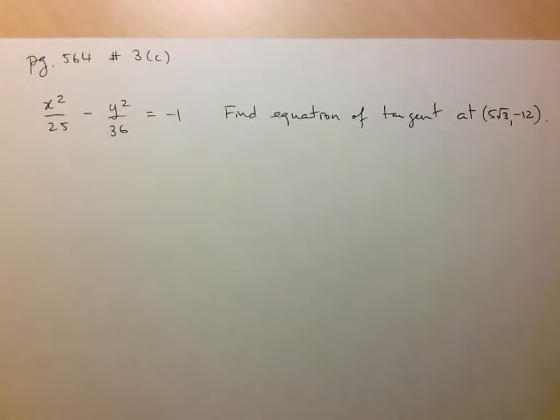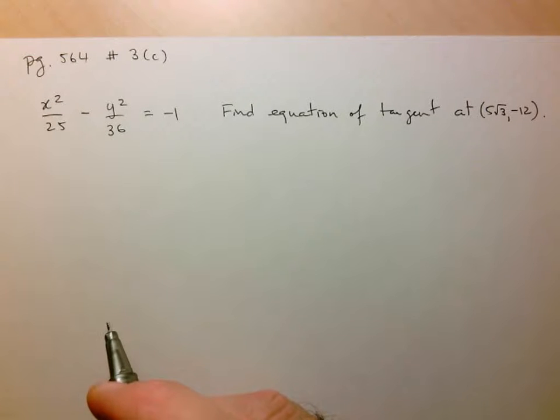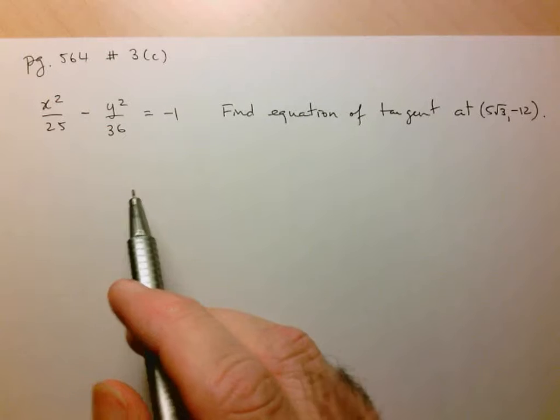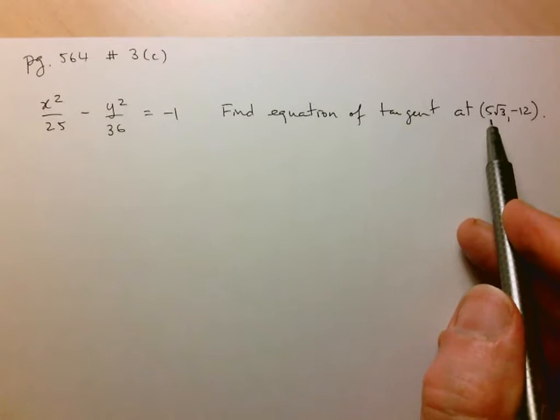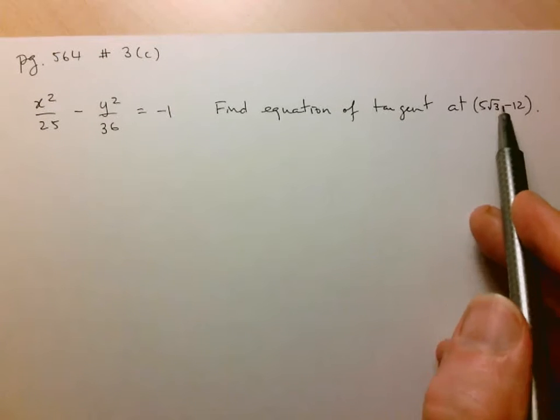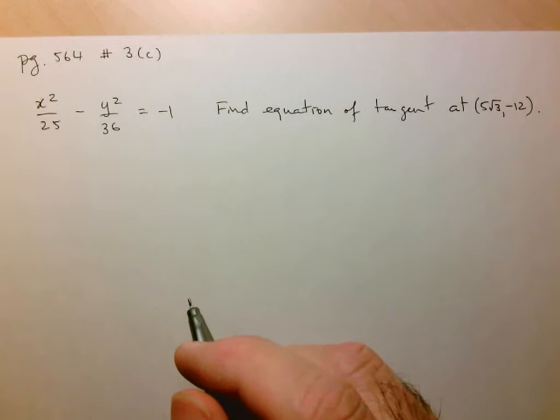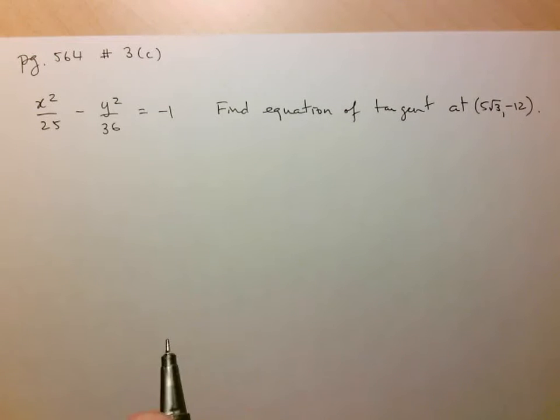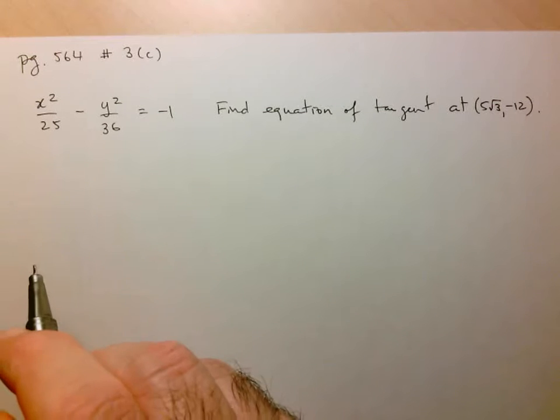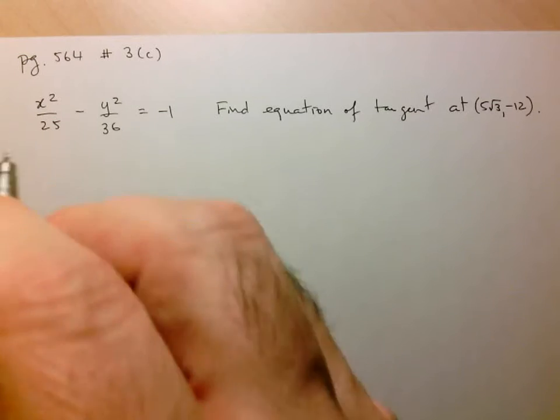Hi folks, this is number 3C on page 564 from the unit 4 assignment. So they give us this relation here and they want us to find the equation of the tangent to the curve at the point (5√3, -12). Notice here that they give us the full point, as we often need that when we're using implicit differentiation to find a derivative. Okay, so let's start by finding dy/dx so that we can use that to determine the slope of the line we're looking for.